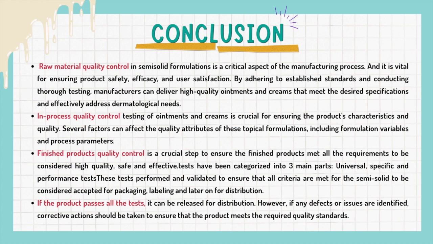Finished products quality control is a crucial step to ensure the finished products meet all the requirements to be considered high quality, safe, and effective. Tests have been categorized into three main parts: universal, specific, and performance tests. These tests are performed and validated to ensure that all criteria are met for the semi-solid to be accepted for packaging, labeling, and later on for distribution.